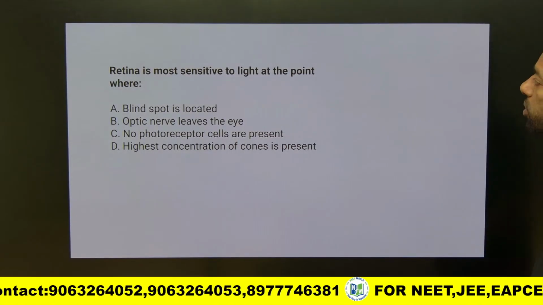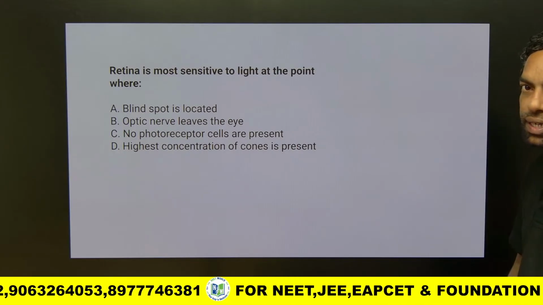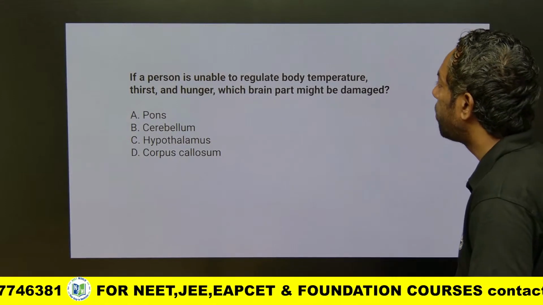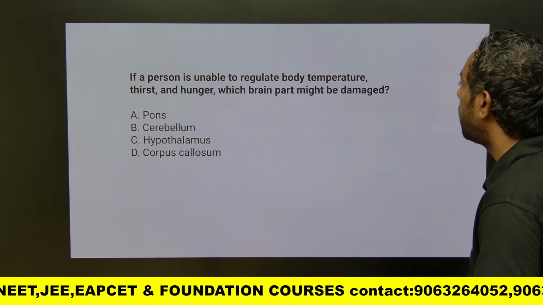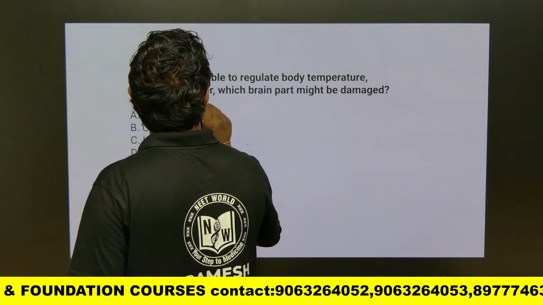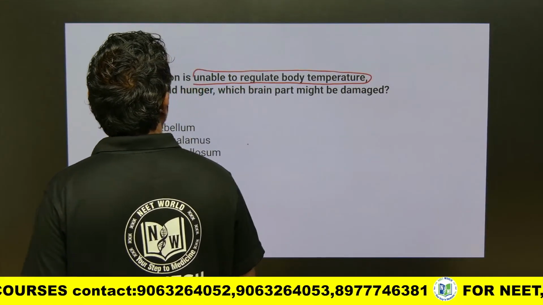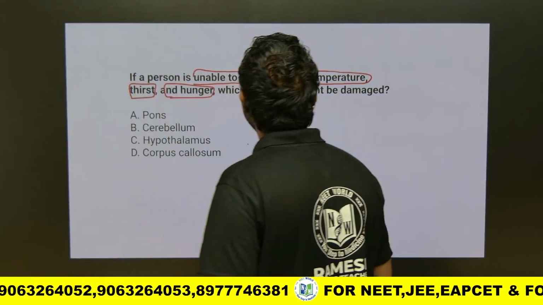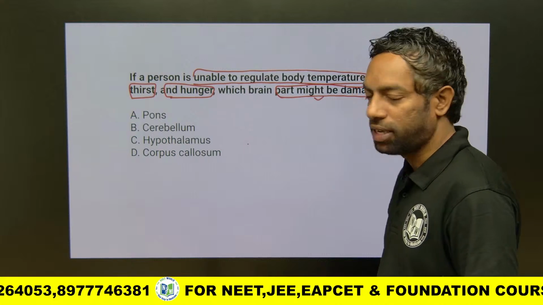Retina is most sensitive to light at which point? This is about sensory vision, we will discuss it later. If a person is unable to regulate body temperature, thirst and hunger, which brain part might be damaged?